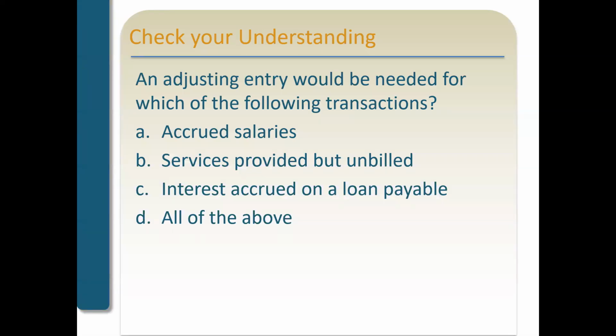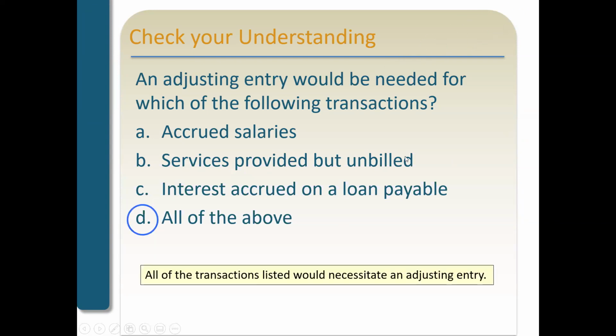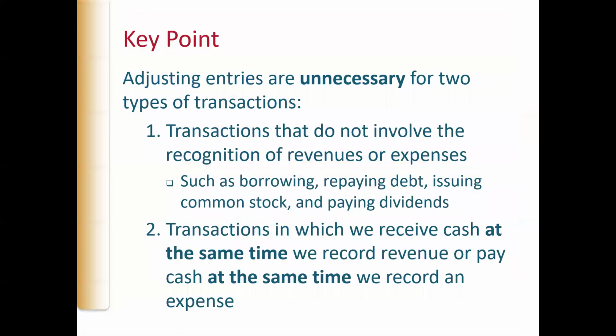Guys, an adjusting entry would be needed for which of the following transactions? A, accrued salaries. B, services provided but unbilled. C, interest accrued on a loan payable. Or D, all of the above. Are you guys saying D? Yep. Excellent, guys.